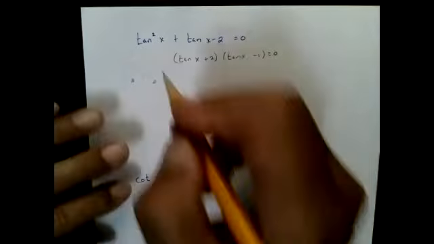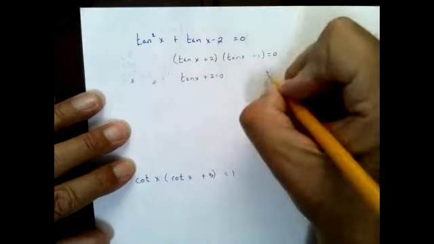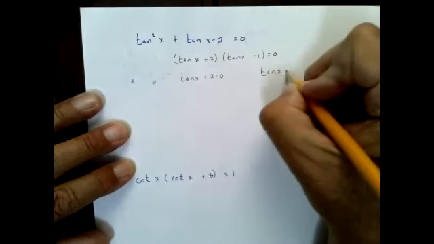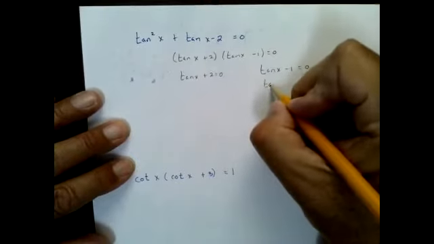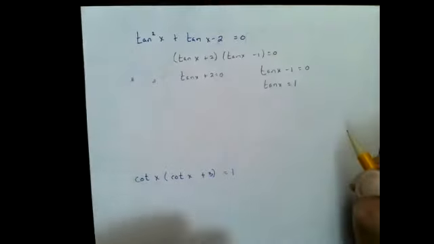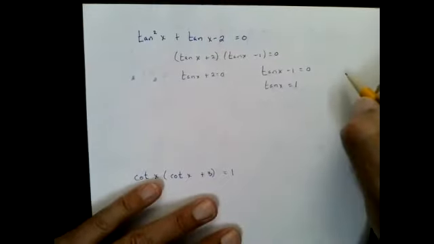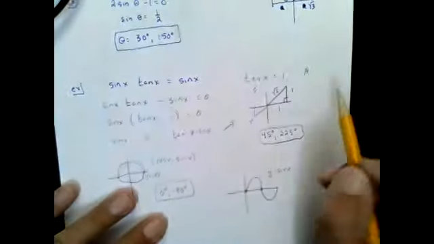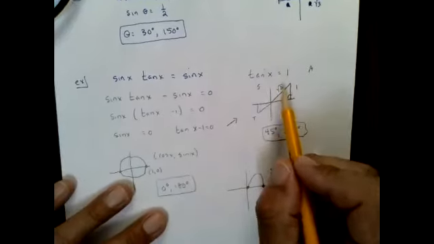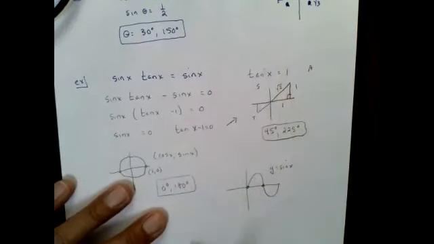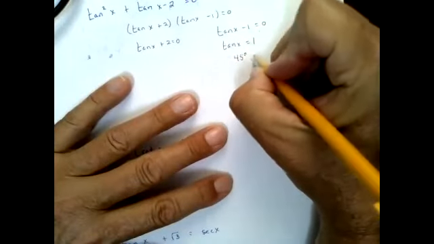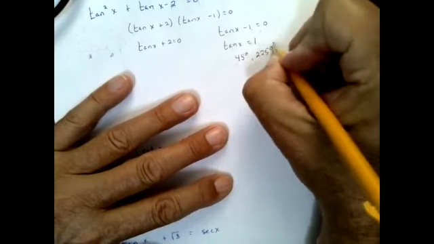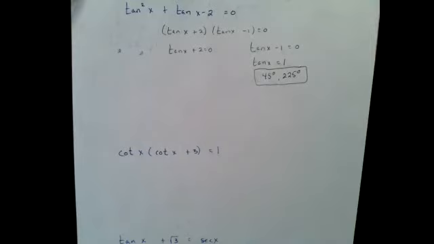I have things like tangent of x plus 2 equals 0, tangent of x minus 1 equals 0. Oh, I can run with this one. Tangent of x equals 1. And when does the tangent equal 1? I already drew that one. Nice. At 45 and 225. So at 45 degrees and 225 degrees. Okay, just like traditional factoring.